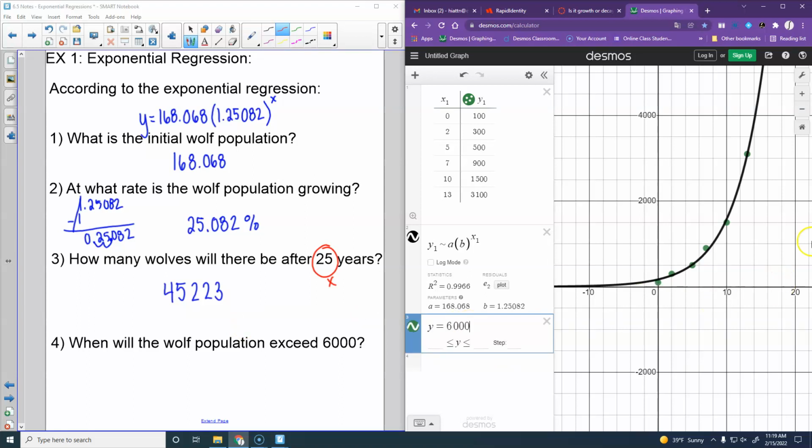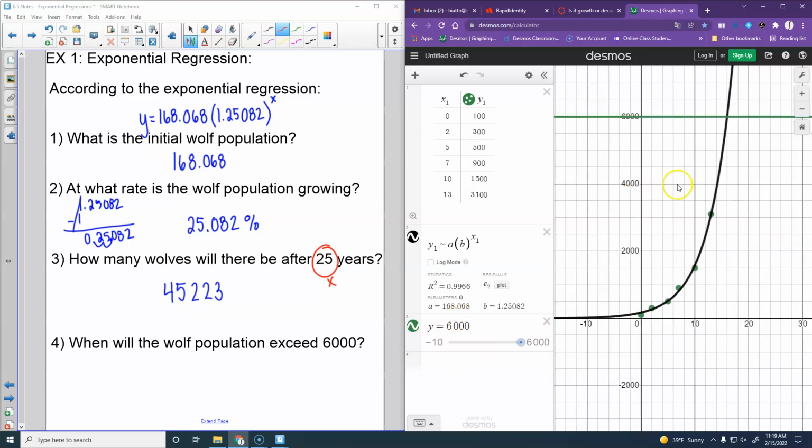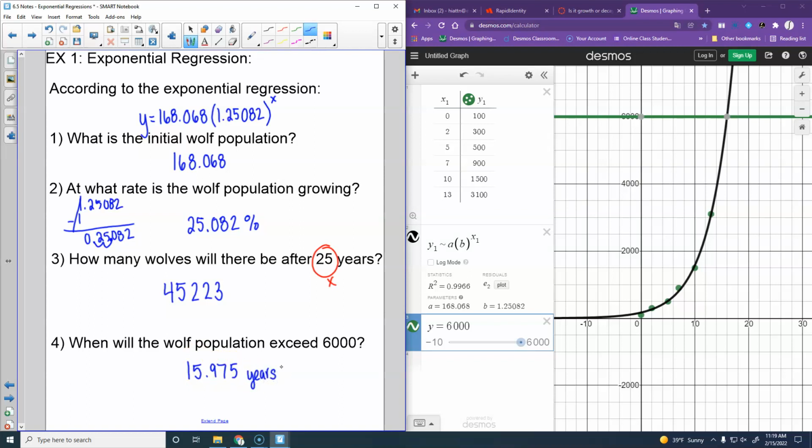Perfect. So I've got my equation in here. I'm going to type y equals 6,000 in this line. I'm going to zoom out a little so I can find it. And there it is. I've got 15.975. So we would say 15.975 years.